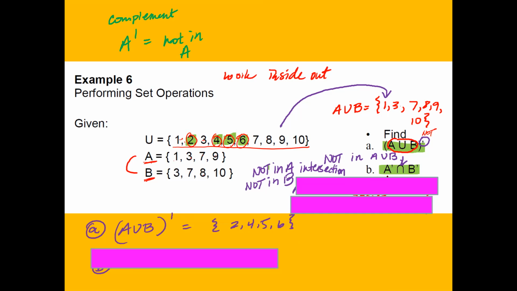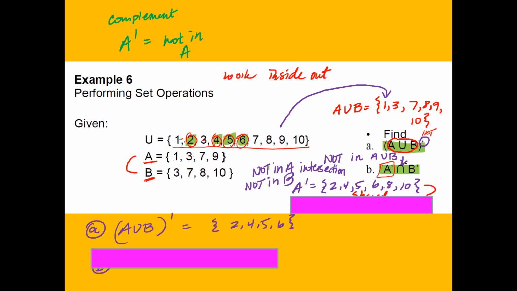For B, it's saying what is not in A and what is not in B, with an intersection. So let's start off with what is not in A. You're going to take a look at U and what's not in A. That would be 2, that will be 4, because there's a 3, that will be 5, 6. Don't include the 7 because there's a 7 in A. 8, do not include the 9, and 10. So this is what's not in A.